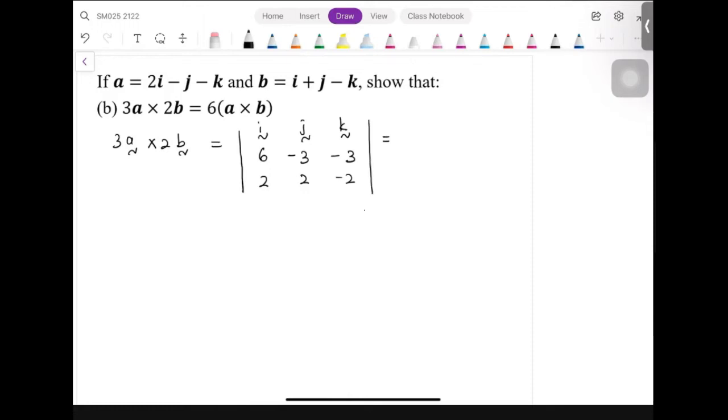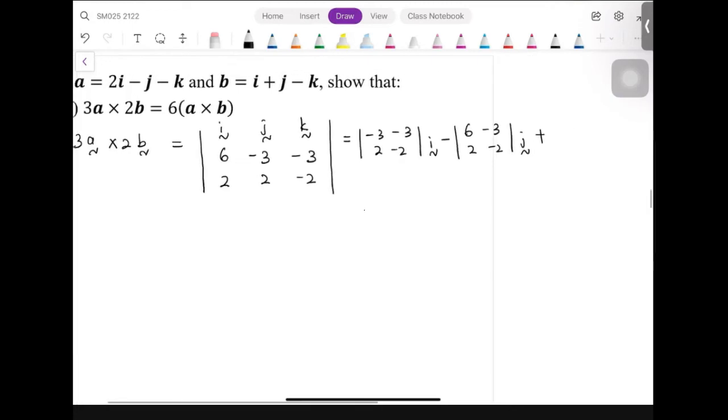Now, we may start deleting row by row and column. So for element I, we have negative 3, negative 3, 2, negative 2. Minus, for element J, we would get 6, negative 3, 2, negative 2. That's for J. Plus, for K, we would get 6, negative 3, 2, and 2. After that, just simplify this. Our answer would be 12I plus 6J plus 18K.